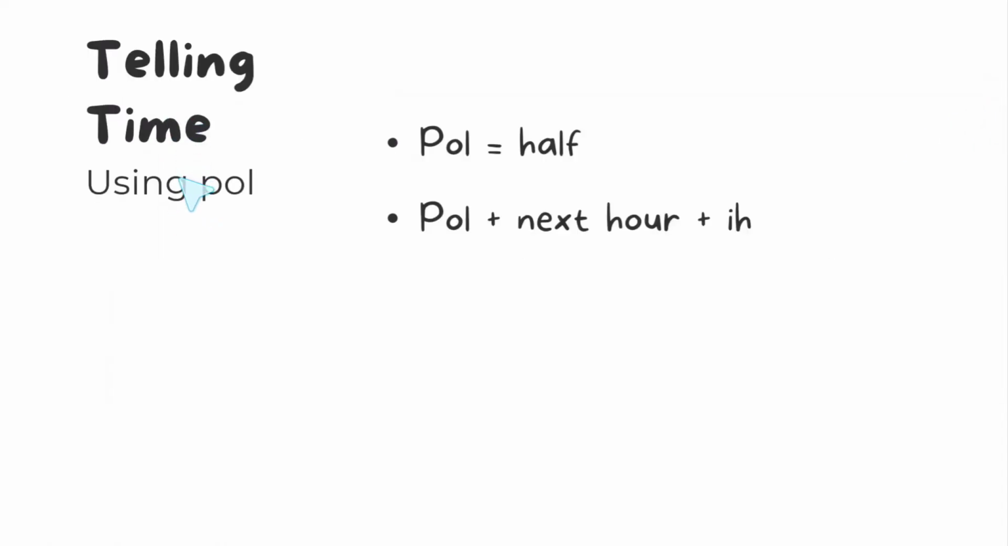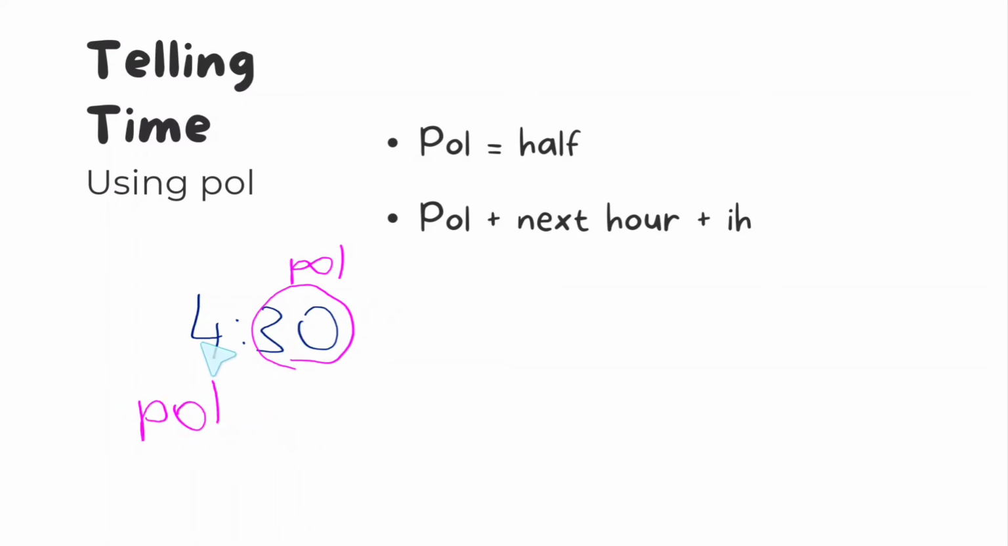Let's continue. Telling time using pol. Pol means half. And when we have half time, we say pol plus the next hour plus the ending ich. For 2 p.m. we say dvih, or 3 p.m. we say trich. That means, for instance, when we have 4:30 a.m., we will say pol, plus the next hour. The next hour after 4 p.m. is 5 p.m. So pol, 5 is pet, so pet. And then we need the ending ich. Pol petih. Okay?